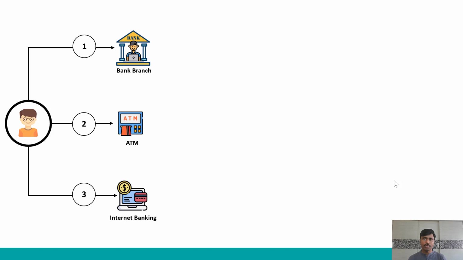In this diagram, we are going to discuss three scenarios. This customer can visit a bank branch, or he will be visiting an ATM, or he can log into the bank portal via internet banking.